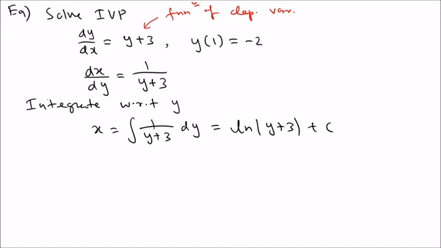What we're going to do is find the constant. There are two ways to do it. First we can solve for y and then plug in the constant, or we can find the constant and then solve. So let's do that. We know the constant, so what it says, using the initial condition.